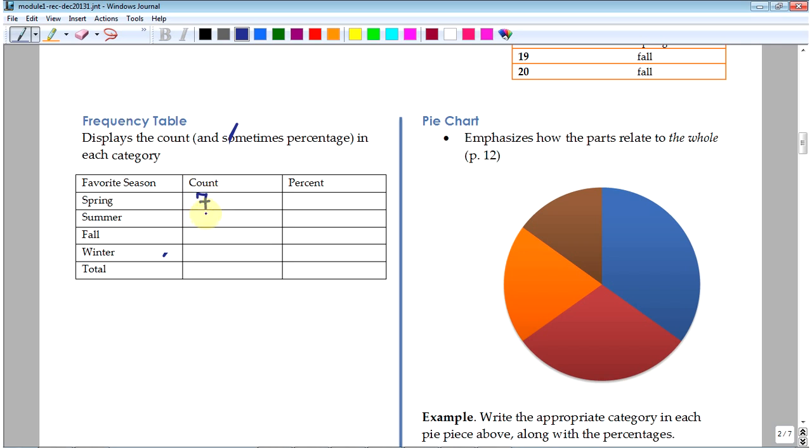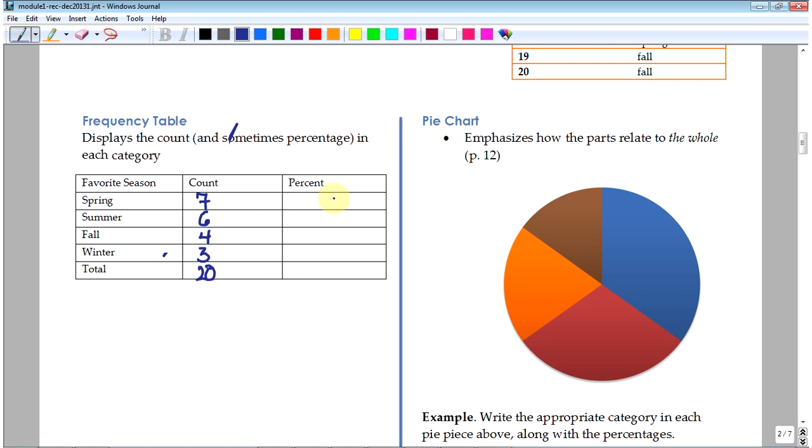6 people said that summer was their favorite season, 4 people said fall, and 3 people said winter. So if we total those, we get 20, which is the number in our sample, which is good.